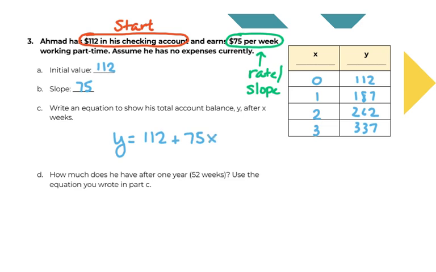So 75x. Now the question is, what happens if a year goes by? Well, we're going to use our equation to say, I know x is how many weeks are happening. So we are just going to do our 112, and then he is going to increase his 75 52 times. What happens? Well, let's find out. So 75 times 52 plus the 112 he started with. And he has a whopping, wow, $4,012 in the bank. Awesome.